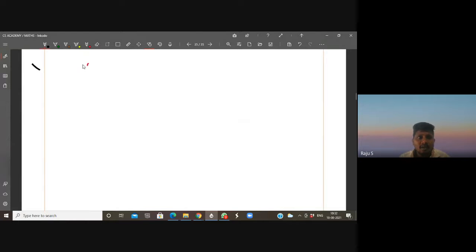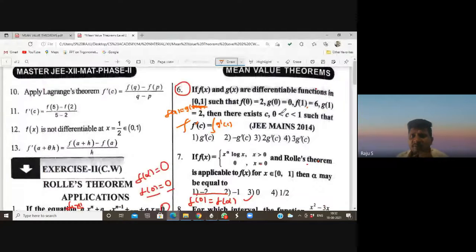So to verify Rolle's and Lagrange's, you have to remember that we require only two things. One is the interval, which is already given. Another one is the function. Have they given any function? No, the function is not given. But f of x and g of x are given as differentiable functions.